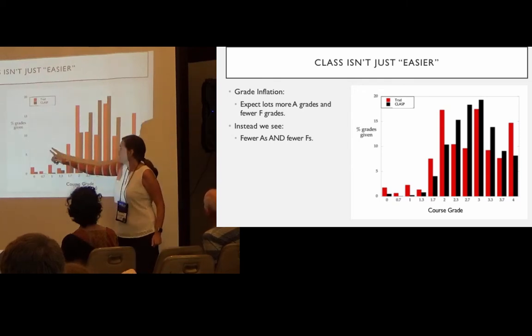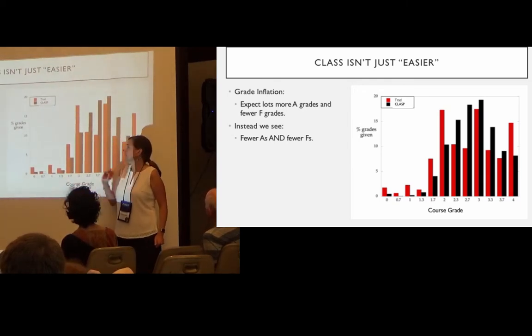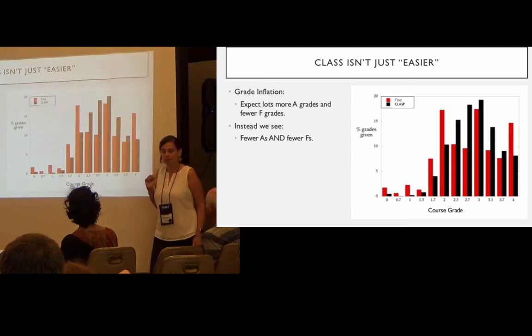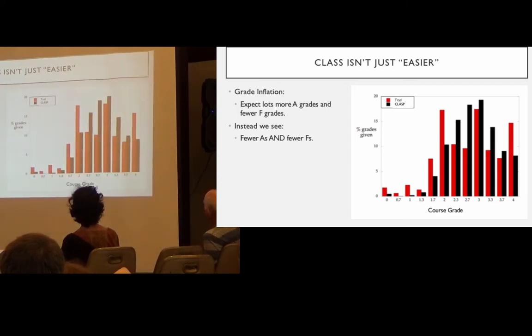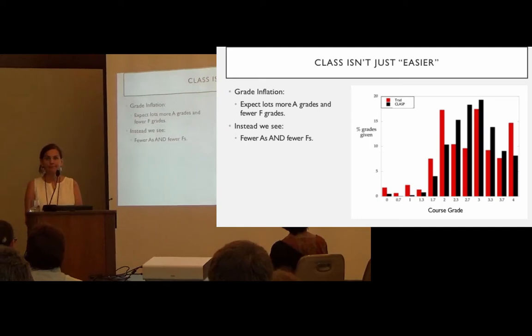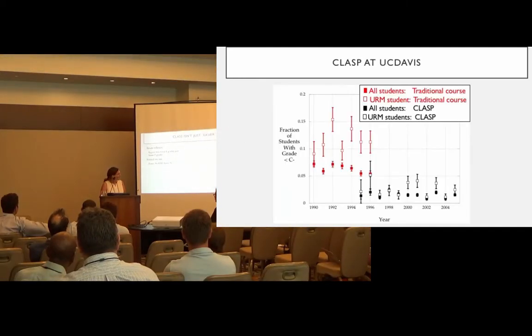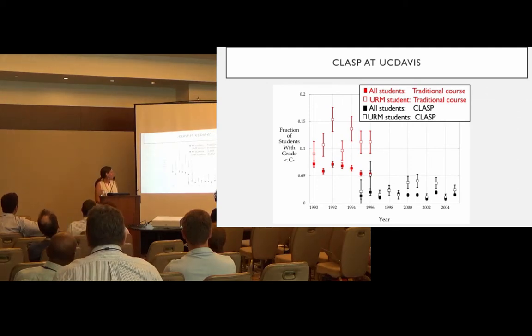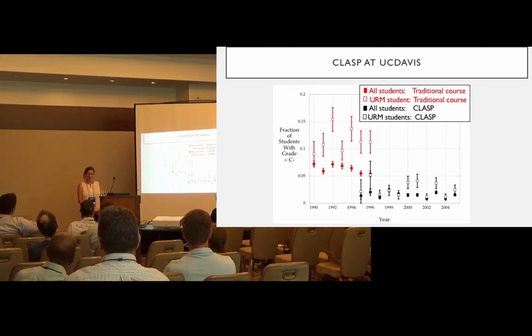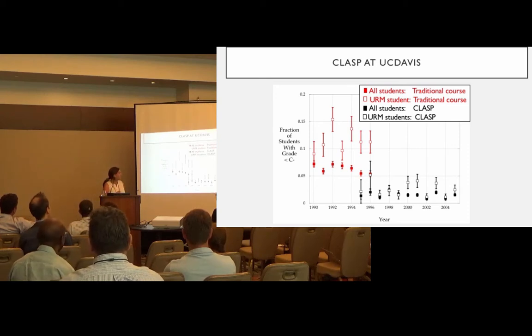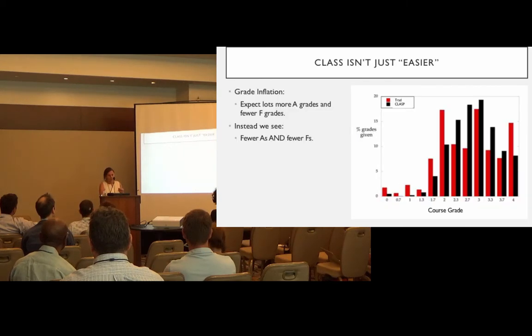But you also, comparatively, have a lot fewer failing grades as well. So it's not just easier. This isn't grade inflation that we're seeing. Aren't you going to brag on the reduced difference between the underrepresented groups and the rest of the class? Yes, I wasn't going to get into that, because we could talk all day about that and whether or not it's proportional and all that kind of thing. But yes, you do see a smaller gap between the underrepresented minority students and the rest of the students.